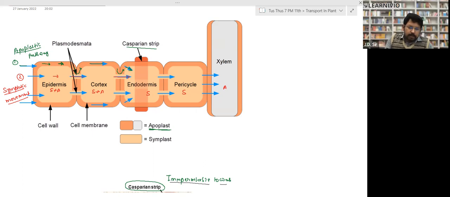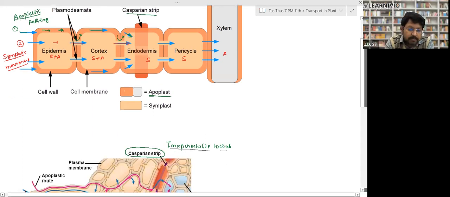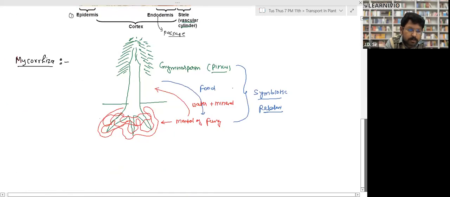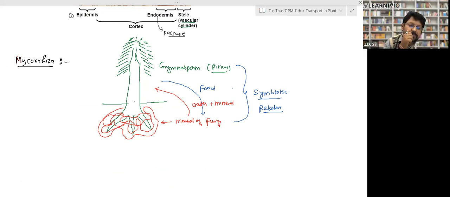So this was the apoplastic and symplastic pathway. It's important for school examination. And this diagram is also important for school examination. Now, what is the mycorrhiza? So mycorrhiza is a special kind of arrangement.